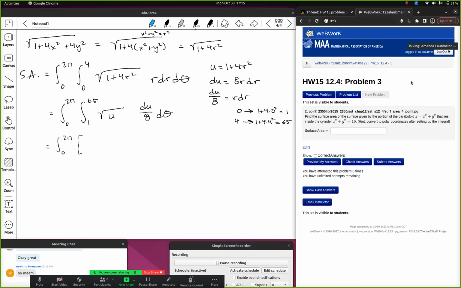I'm going to pull out this 1/8 out front just to make my integral look easier. And I'm actually even going to say square root u is u to the 1/2. I know I'm going to use a power rule and it's easier for me to see it that way.